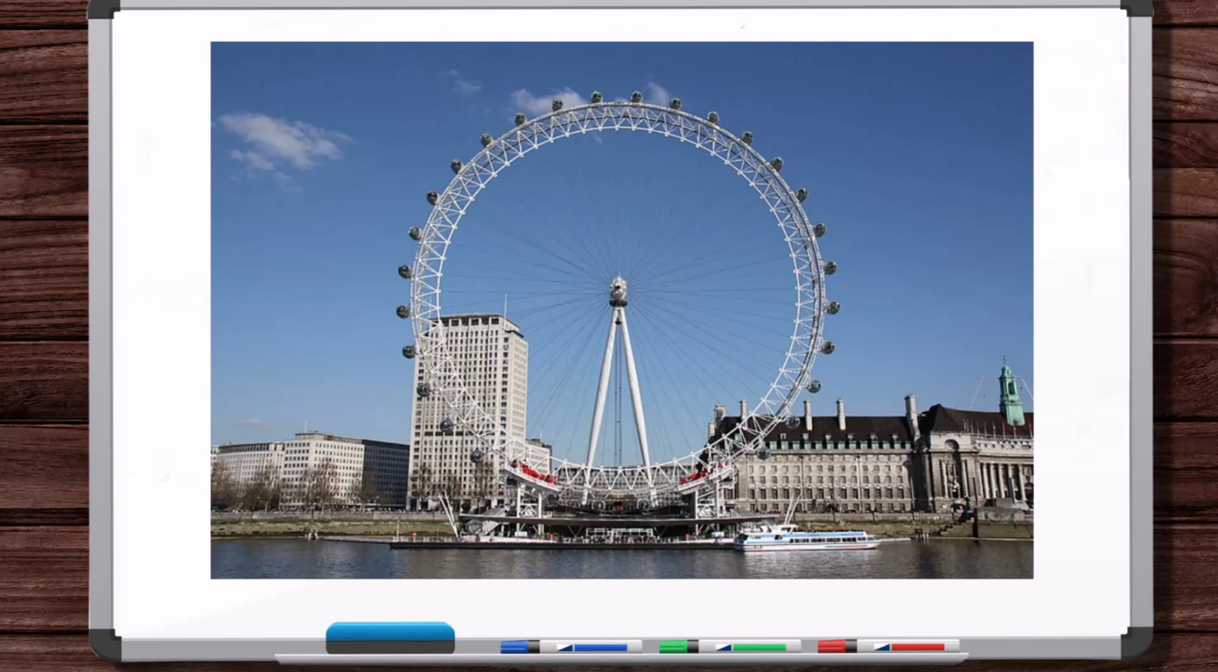Okay, so what we're going to do here is, once again, come up with a function that gives the height of one of these buckets all the way to the ground level. The diameter of the London Eye is a little less than 400 feet, and we'll say that the distance from the loading point to ground level is about 20 feet.